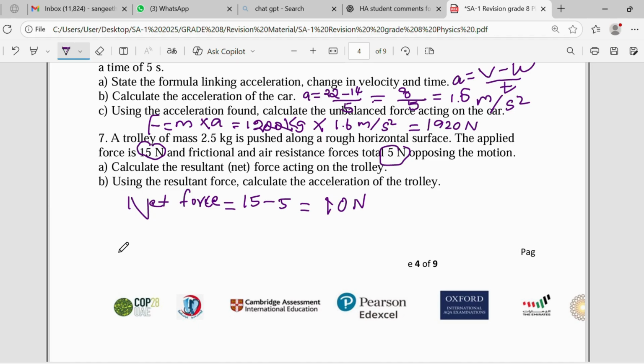And next one, using this net force, calculate the acceleration of the trolley. So how will you calculate the acceleration? It equals force over mass. What is the force given? That is 10 Newton over the mass given, 2.5 kg. So 10 divided by 2.5 equals 4 meter per second square. So that is the answer for question number 7.